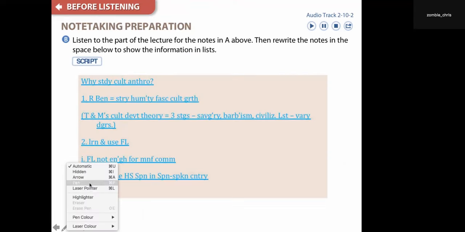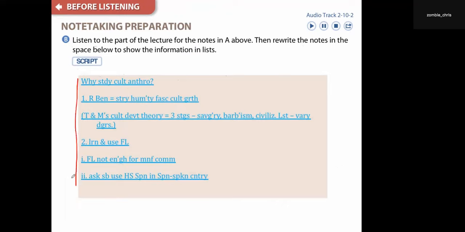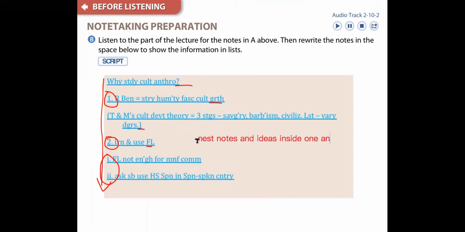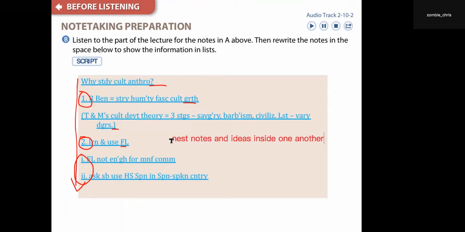So just to show you here what I would do, we have one idea, we go down the page, one idea for each line. So each line is just one idea. And we use numbers to signify the main ideas. And then we can use Roman numerals, or we can use letters to actually show the relationship of the minor ideas with the major ideas. What we'll find here, as I said, is we can nest the ideas and notes inside one another, so we can show relationships.